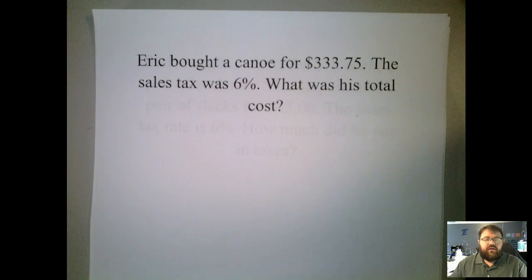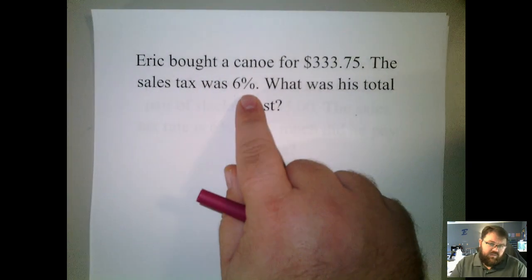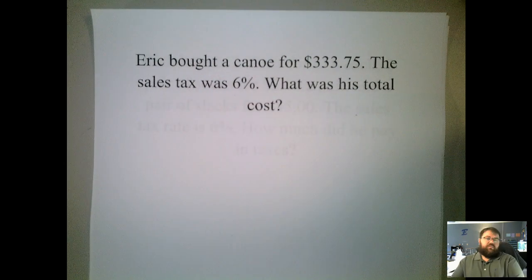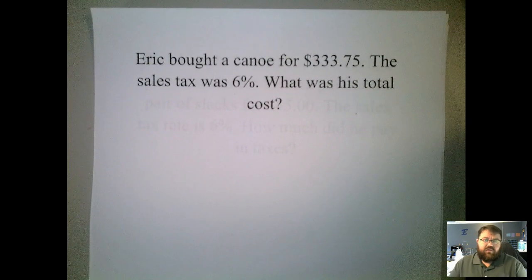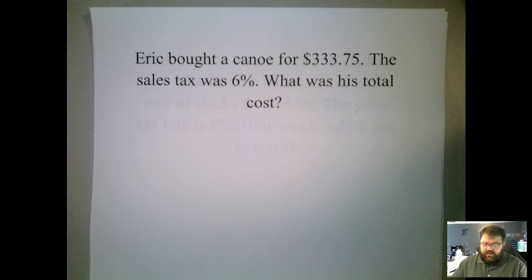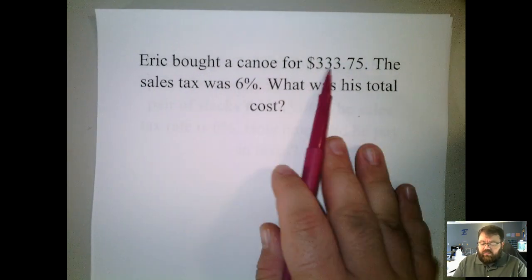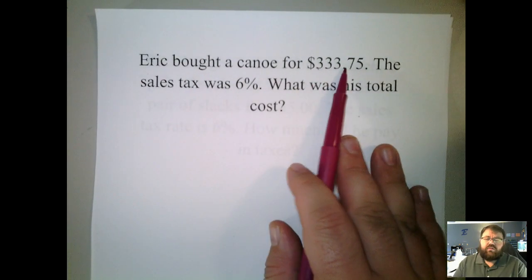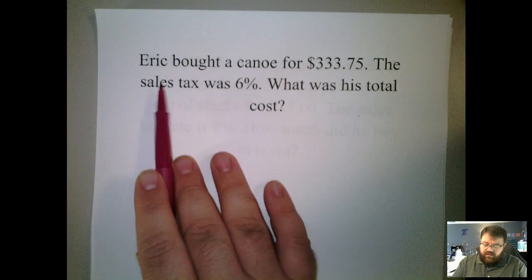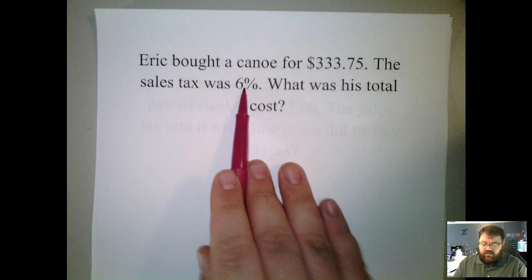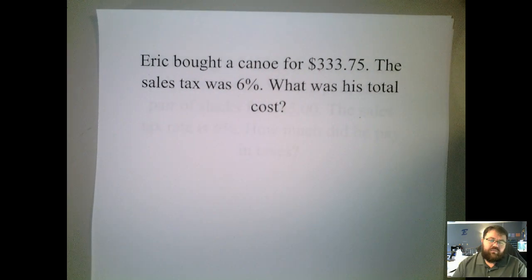So the state of Kentucky, like I said, is 6%. That's what most of Kentucky does. Some communities choose to tax at a higher rate than that. For example, in Berea, the tax rate is 9%. Let's look at this question. Eric bought a canoe for $333.75. The sales tax was 6%. What is the total cost?